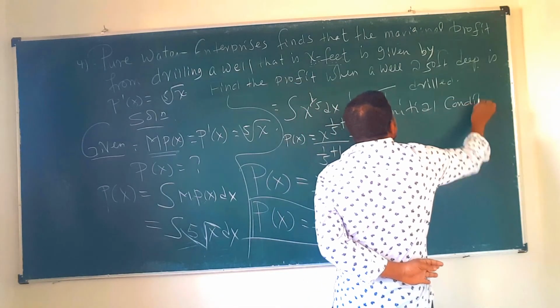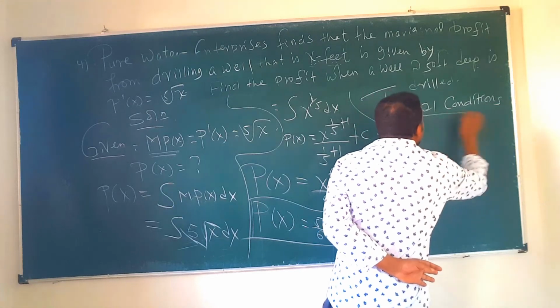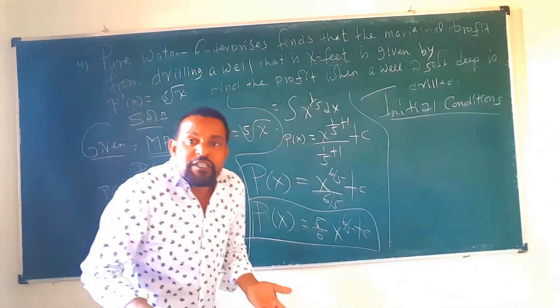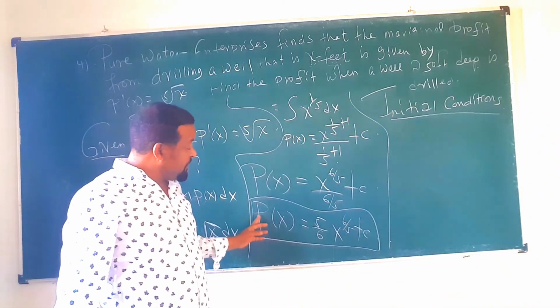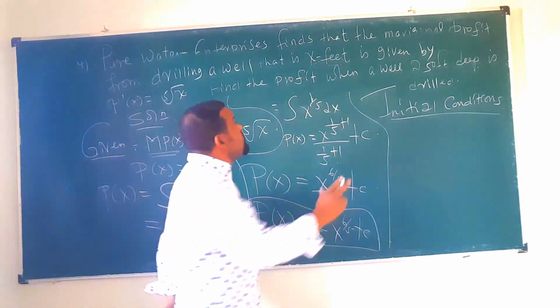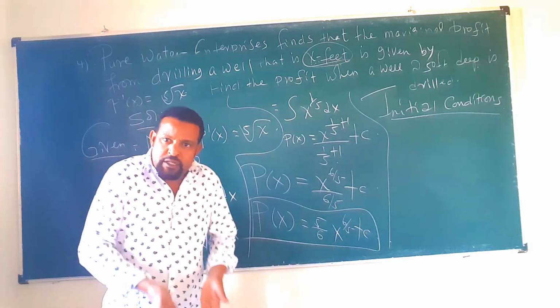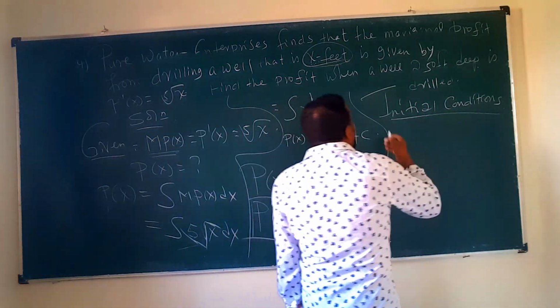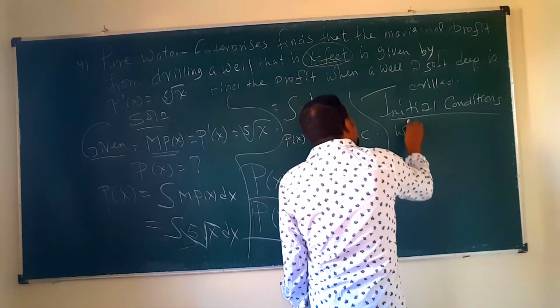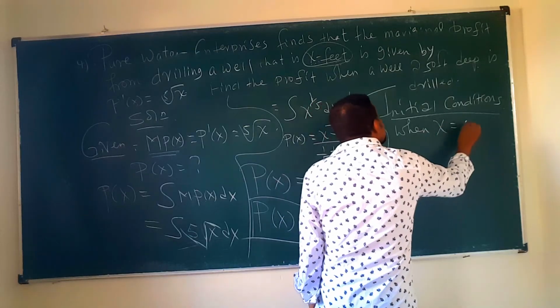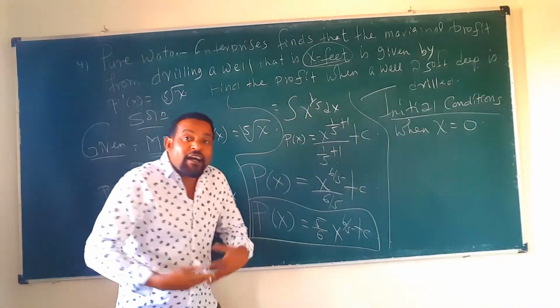What are the initial conditions? We need an initial condition. What does an initial condition mean? P is a function of x, and x is given in feet, the depth the well is drilled downward. So what will be the profit when x is 0?